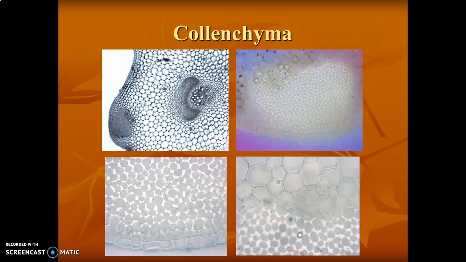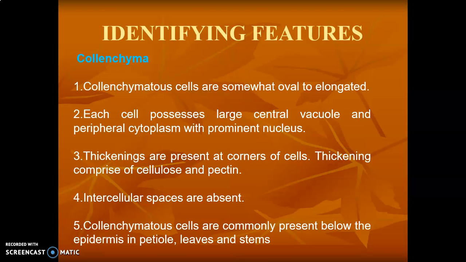The identifying features of collenchyma: the collenchyma cells are somewhat oval or elongated. Each cell of collenchyma tissue possesses a large central vacuole and peripheral cytoplasm with a prominent nucleus. Thickenings are present at the corners of the cells. These are called angular thickenings, and the thickening comprises cellulose and pectin deposition. Intercellular spaces are absent. The cells of collenchyma tissue are densely packed, and collenchyma cells are commonly present below the epidermis in petiole, leaves and stems.